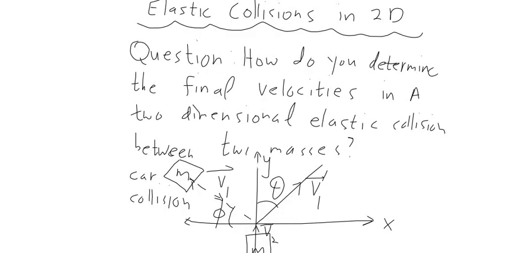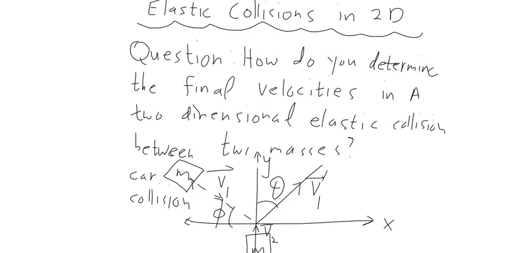Okay, so today we're going to discuss some more physics concepts instead of math. So we're going to do another physics lesson today, and it's going to be on elastic collisions in 2 dimensions, okay? So the question we want to ask ourselves is, how does this work? Like, how do you determine final velocities in a 2-dimensional elastic collision between two masses, 2 point masses?